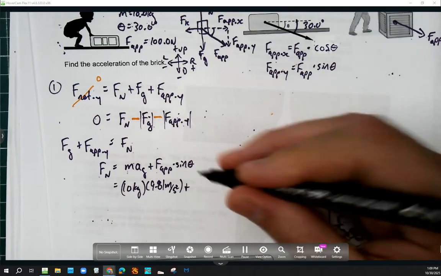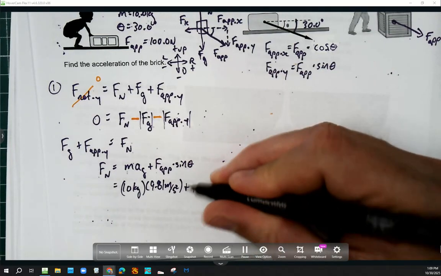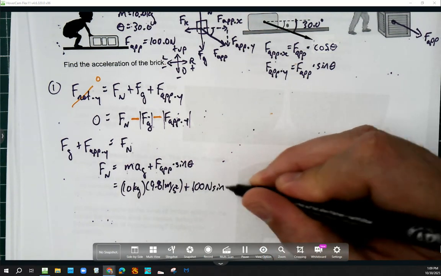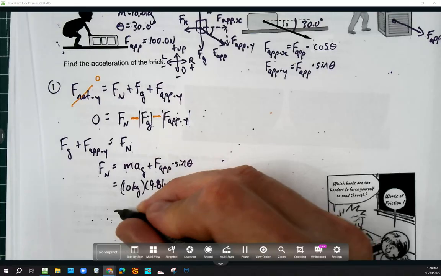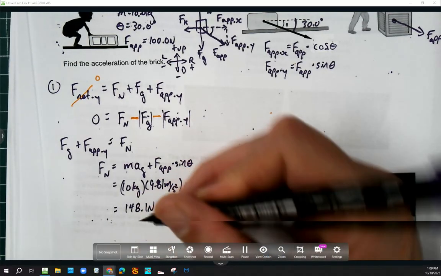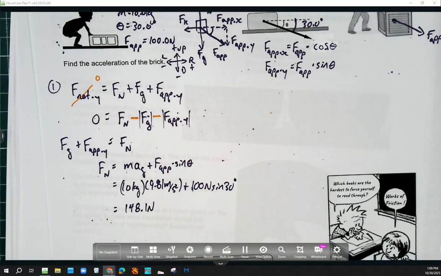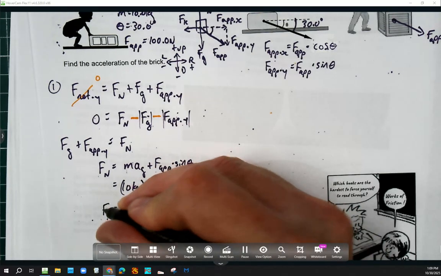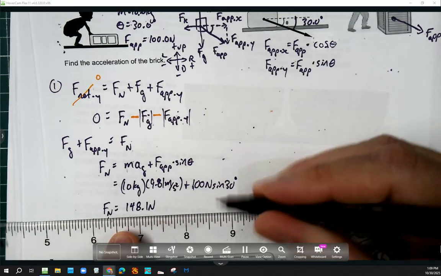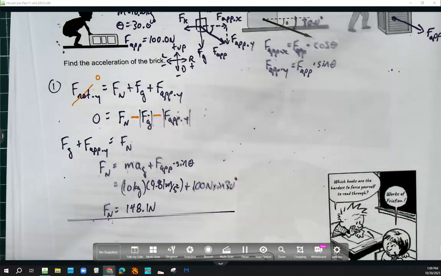So plus F applied, and F applied was 100 newtons times sine of 30. I believe you guys can do this math. I worked ahead on this one. I got 148.1 newtons. Anybody want to confirm that one? Double check. Don't trust me blindly. Did I get it right? I've gotten 2 nods so far, so I'm going to accept that we got that.